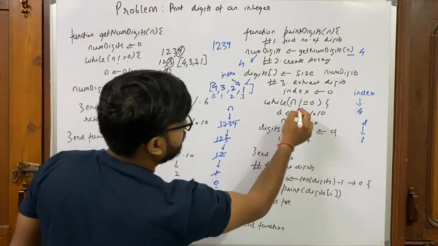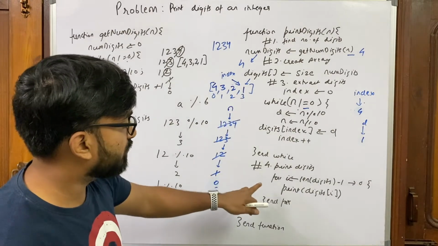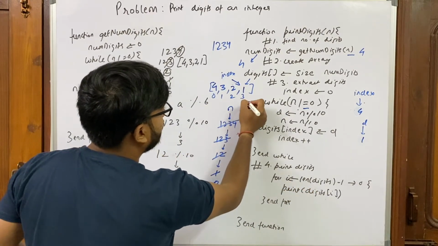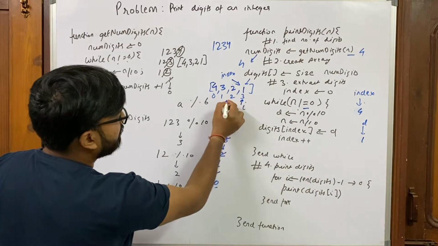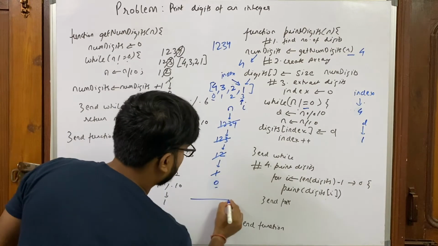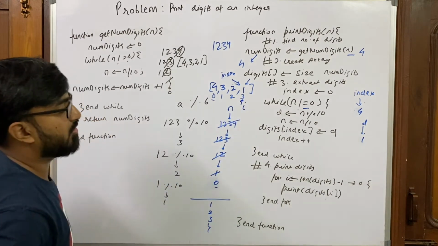This n has gone to 0. This condition is false now. So you have the digits array like this. You start printing this. I starts from here, goes till this, and prints each digit on each line. So you get basically 1, 2, 3 and 4 as the output.